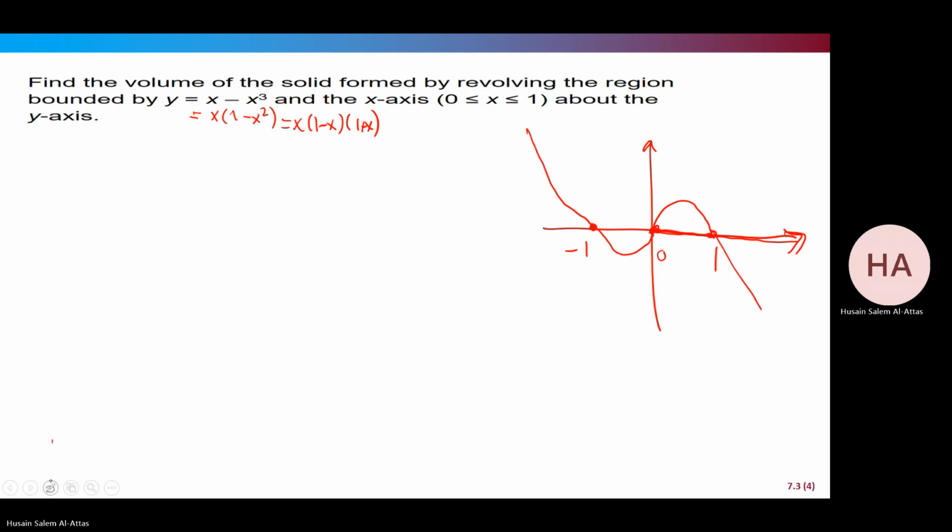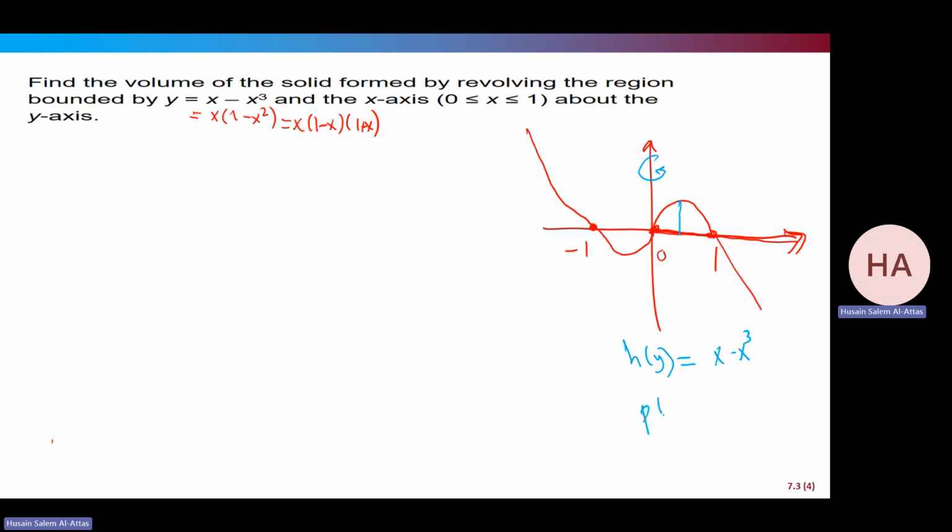Like what we did with the previous one. Now, what is the axis of revolution? About the y-axis. Now my line, I will make it parallel to the axis of revolution. So I have this one. And H will be the function minus 0, which is x minus x cubed minus 0. So it's x minus x cubed.